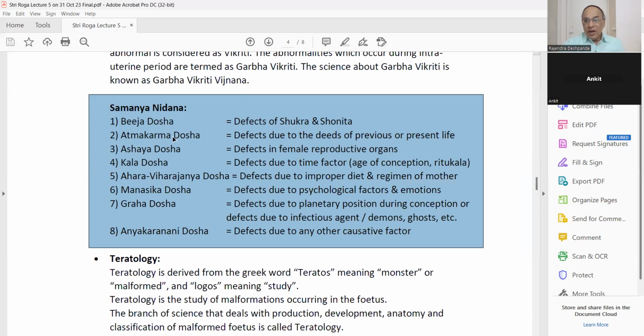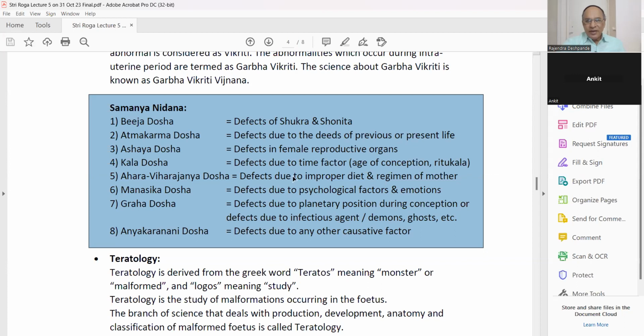Then Atma karma dosha, defects due to the deeds of the previous or the present life. You know that Ayurveda believes in the rebirth theory. So when the Atma has a problem, that also causes a problem with the fetus in the uterus. Then Ashaya dosha, Ashaya means Garbhashaya. Please write down. Defects in the female reproductive organs, especially a problem in the ovary, the fallopian tube, or the uterus, can make a problem in the fetus.